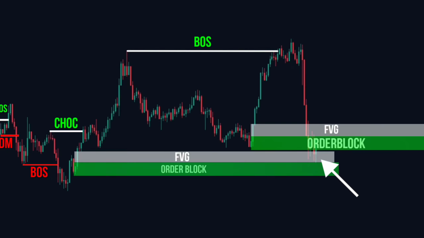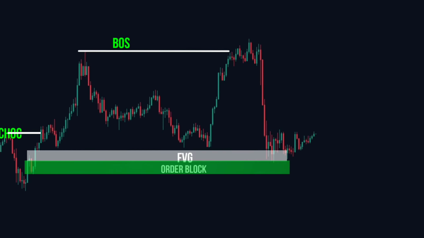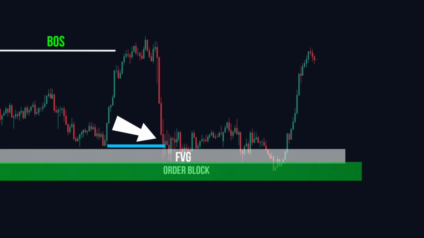Institutions didn't just stop at taking liquidity. They used this unfilled order block as fuel for their trade. Once they had absorbed enough sell orders, they executed their massive buys right from this level. Now see, this was the real trade. This is a common pattern. After sweeping liquidity, the market often reacts to order blocks before making its true move. Recognizing this behavior gives you the ability to anticipate institutional setups instead of falling victim to them.